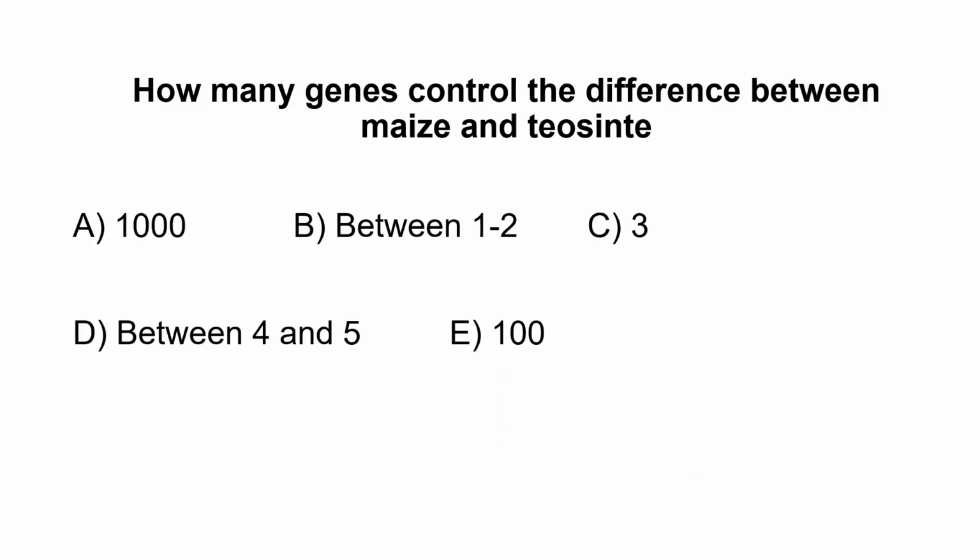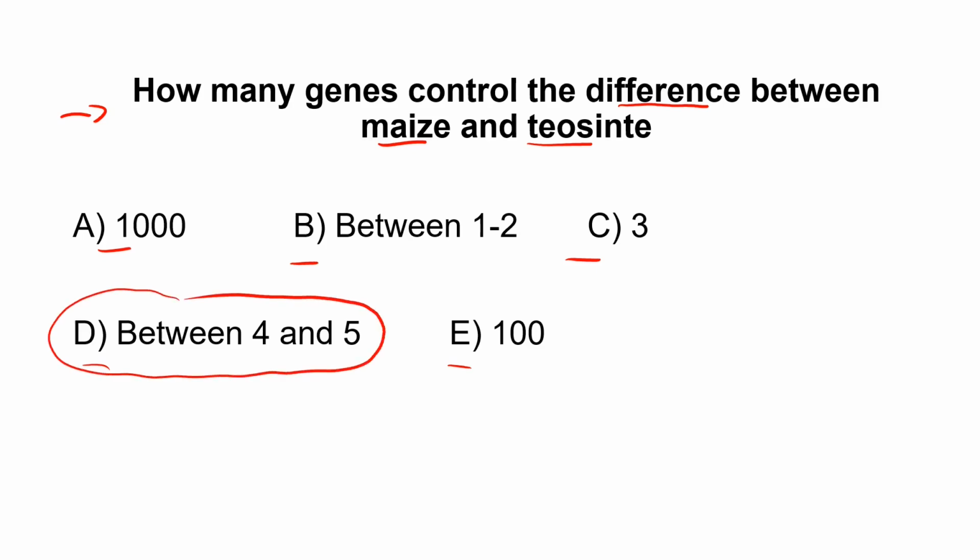So now let's try to answer this question that also can be in the test. How many genes control the difference between maize and teosinte? We studied that topic in the previous class. So what do you think? A, B, C, D, or E? You can stop the video and think about it. And of course, the answer is this one.